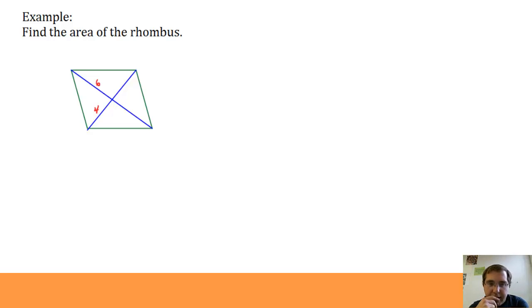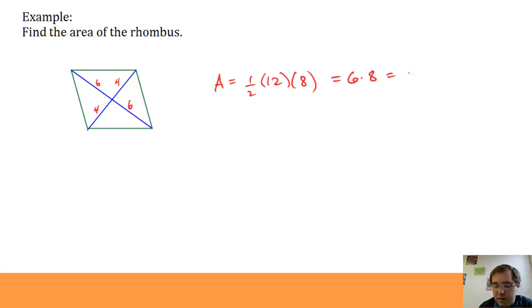So for example, find the area of the rhombus, where I know half of each of my diagonals. This one is 4, so that means this one is 4. That one is 6, that means that one is 6, because remember, the diagonals of a rhombus bisect each other. So this should be easy. The area is half the product of the two diagonals, so it's going to be half of 12 times 8, the whole diagonals. Okay, well, half of 12 is 6, so this is the same as 6 times 8, which is 48. And that's the area of my rhombus, half the product of the diagonals.